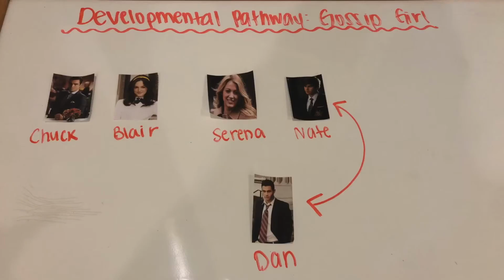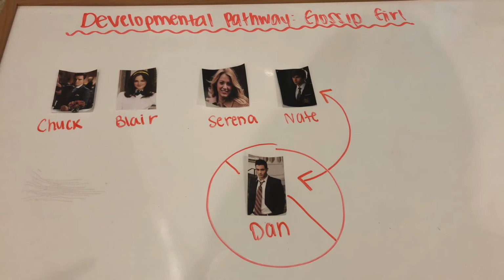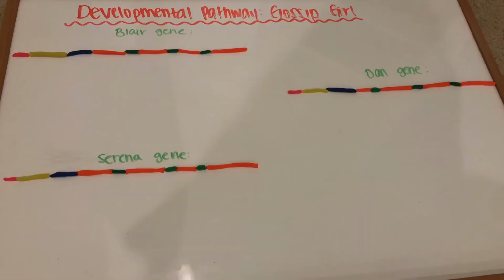However, as the audience, we could tell he was down the wrong path, which could have led him to falsely accuse someone else, not allowing Dan to speak his truth or expose himself. Here we have the characters' developmental pathway. They are represented as genes.